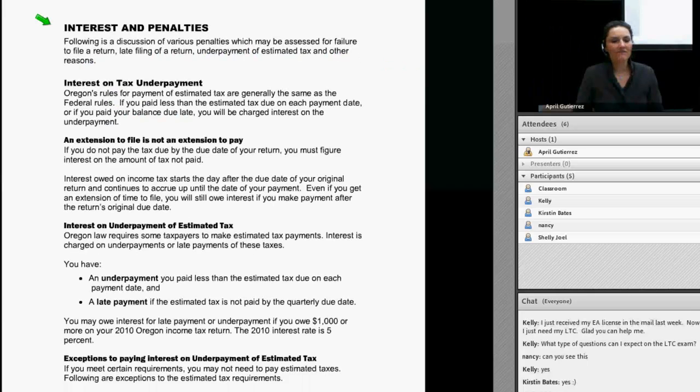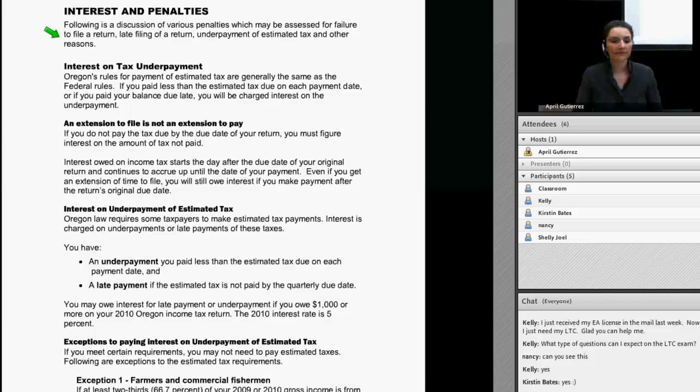Interest and penalties is something you really need to be on top of. This is a topic of concern for the exam. You will get several penalty type questions that you should be looking for on that exam. So it's important to memorize these penalties. It's also important to memorize them just for explaining them to your clients and also taking action for your clients or making recommendations to your clients on actions they should take to avoid these penalties. They are more severe in most cases than the federal penalties. We'll begin with the interest on tax underpayment.